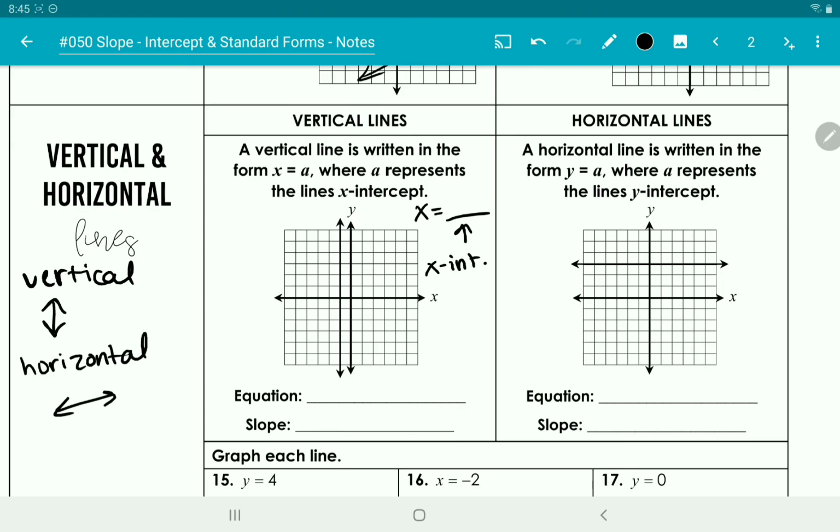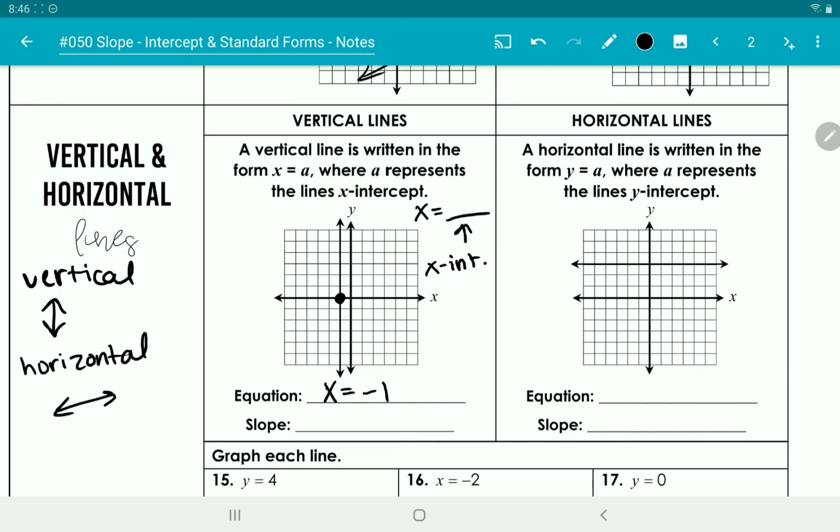So for the equation of this one, we can see it's not hitting the y-intercept anywhere, so we need the x-intercept. It's right here. It hits the x-axis here, that's at negative 1. So we have x equals, and the x-intercept is negative 1.